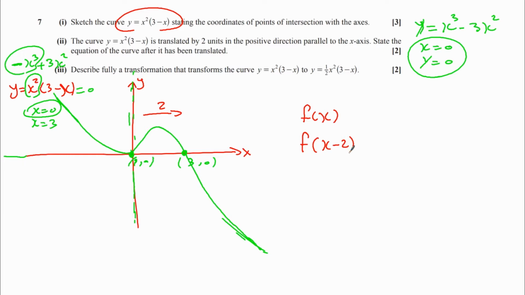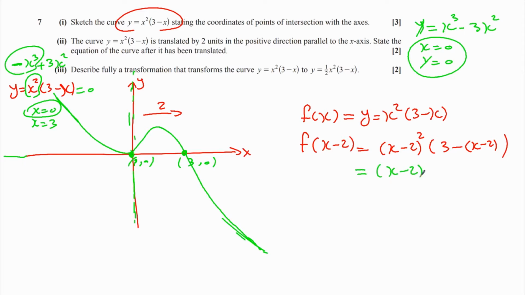So if our f of x, which is y, equals x squared times 3 minus x, our f of x minus 2 would be x minus 2 squared, because now we are just replacing x with x minus 2, times 3 minus, again, x minus 2. I'm just putting x minus 2 wherever I have x, and I need to be careful about the brackets. So simplifying this, it would be x minus 2 squared times 3 minus x plus 2.